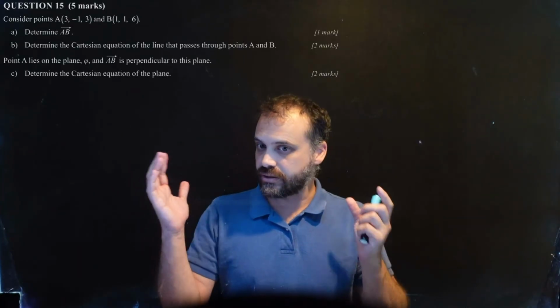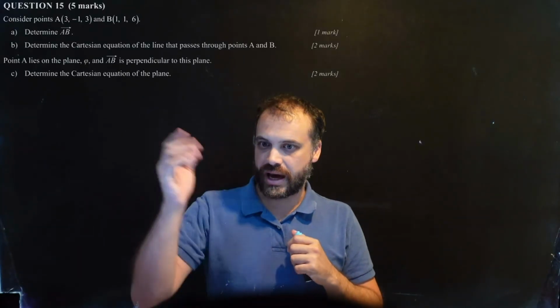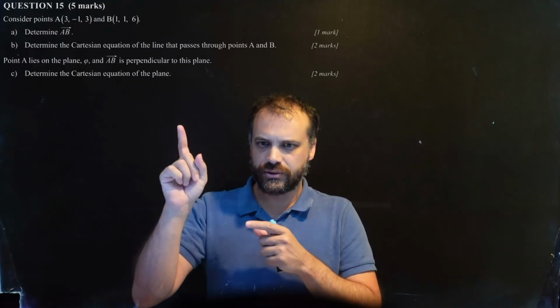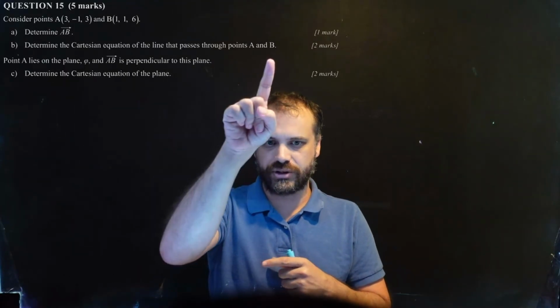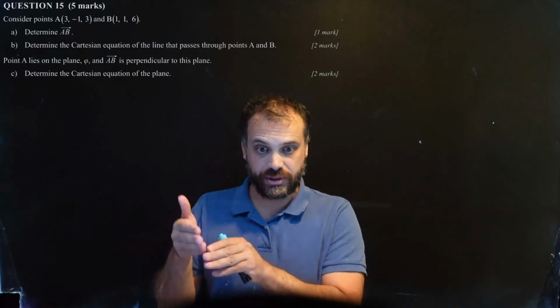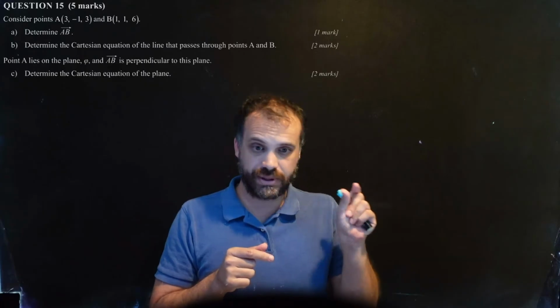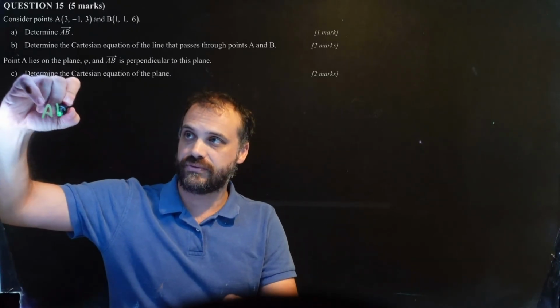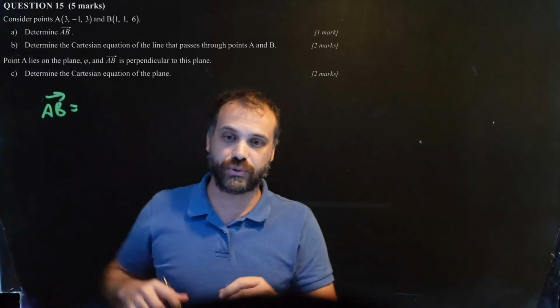All right, so another vector question here, and actually part A is just determine AB. Now, look at this. Determine AB, and you're only going to get 1 mark for it. So when it comes to questions where it says determine this, and you see 1 mark, it means just give me the answer. You don't have to do anything except give them the answer. You don't have to show a whole bunch of working.